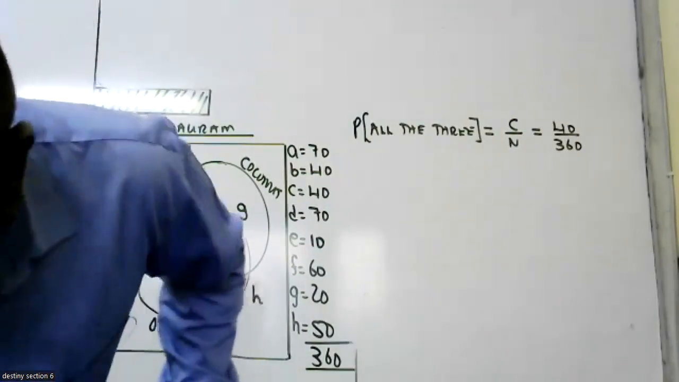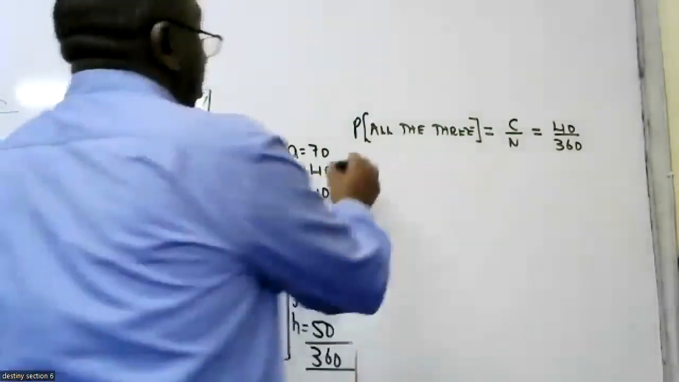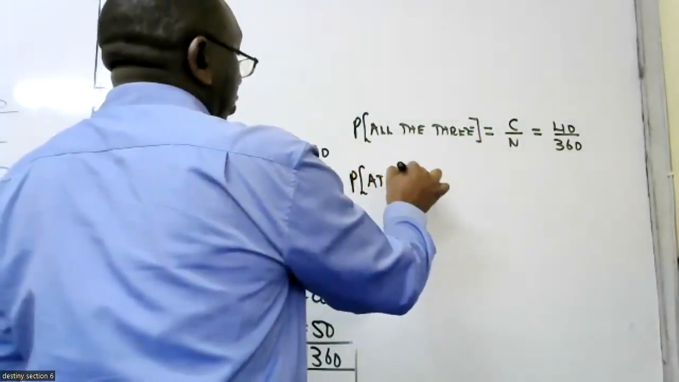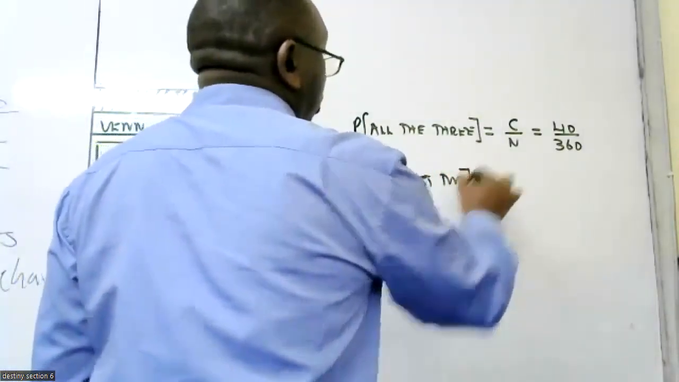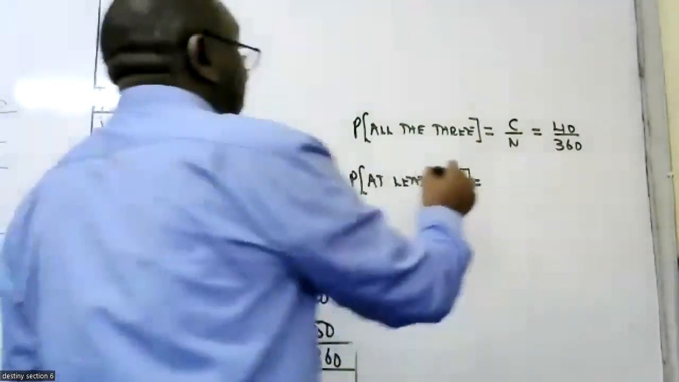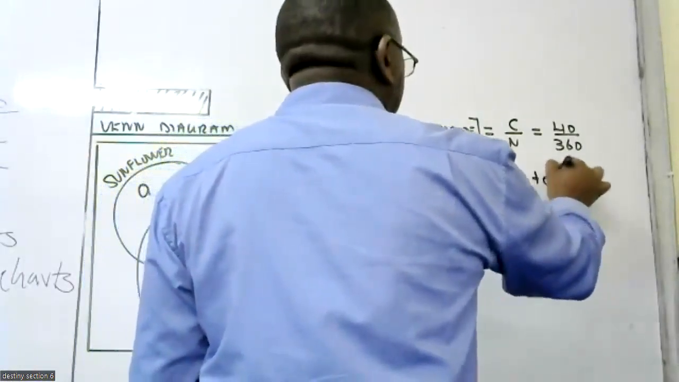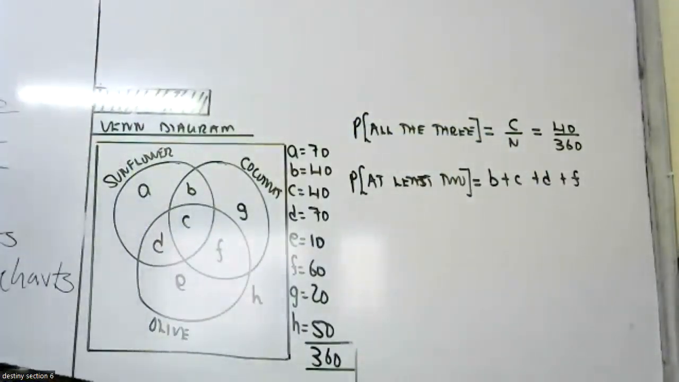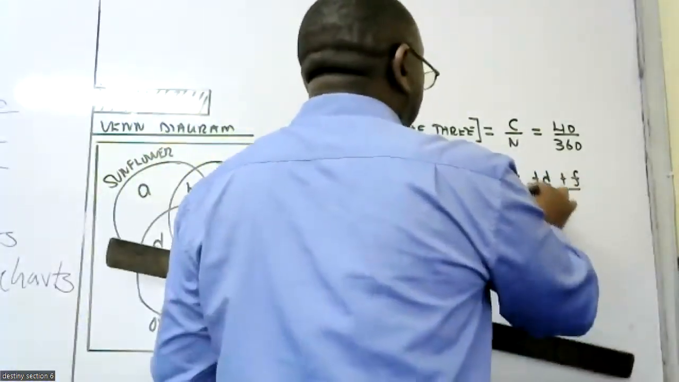And then the probability that a customer picked at random prefers at least 2 brands. Probability that the customer prefers at least 2. So those who are preferring at least 2, it is B, C, D, and F, because we want 2 or 3. So BCDF, divide by N.